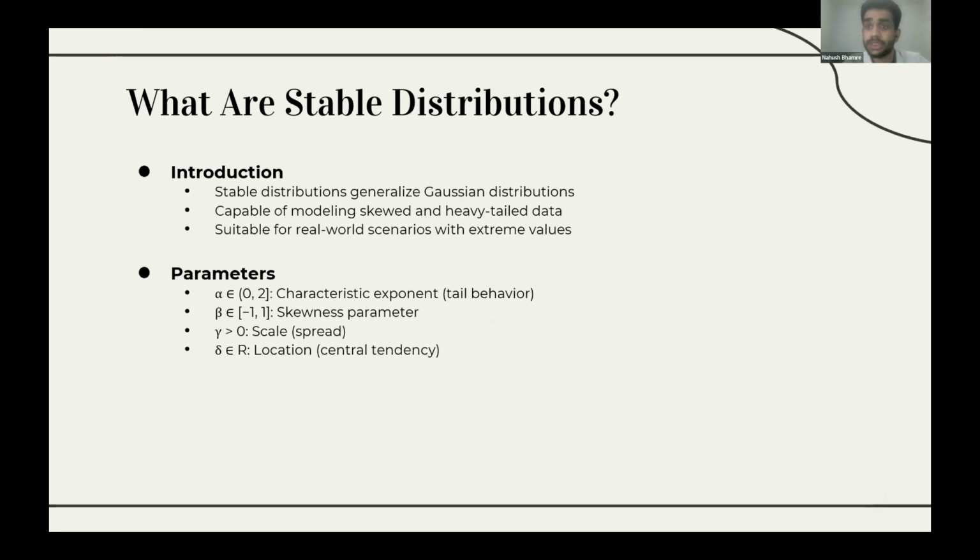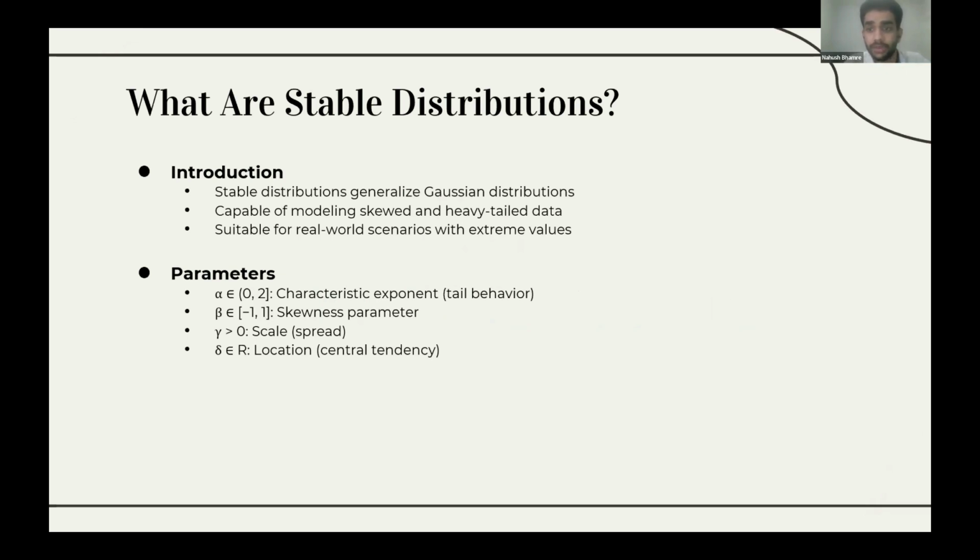The stable distributions are an important generalization of the Gaussian distribution. Unlike the Gaussian, which assumes symmetry and light tails, stable distributions are capable of modeling both skewness and heavy tail behavior. This makes them particularly useful for describing real-world data that often contains outliers or extreme values, for example, in finance or environmental systems and signal processing.